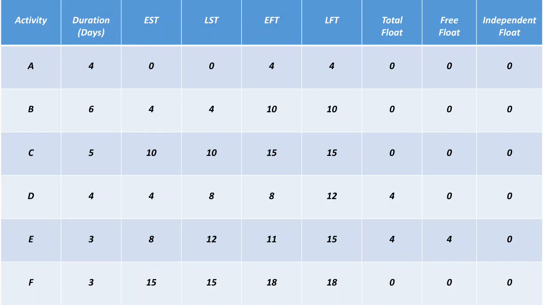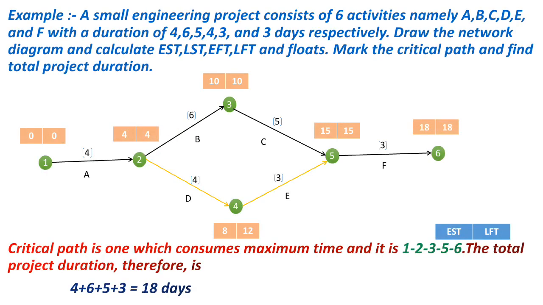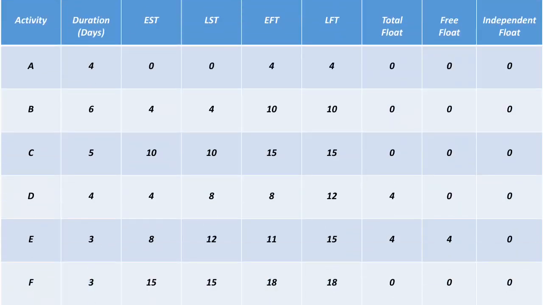So now we have calculated all the values here, and the total project duration, as you see, is 18 days, which is also calculated by adding the values of activities on the critical path. So 18 days here, and the rest of the values are written in this table.